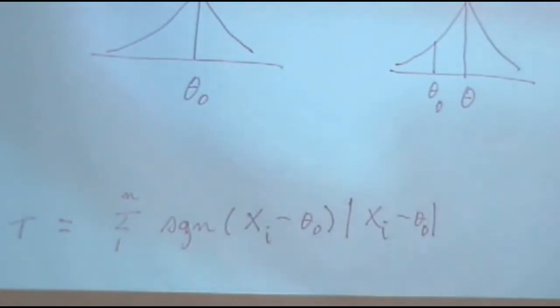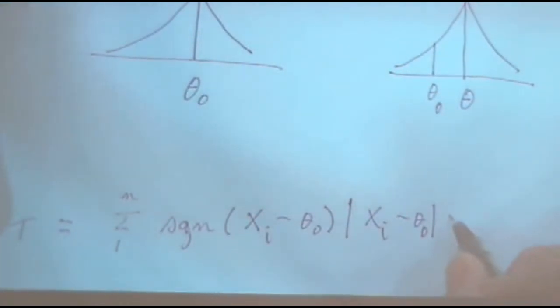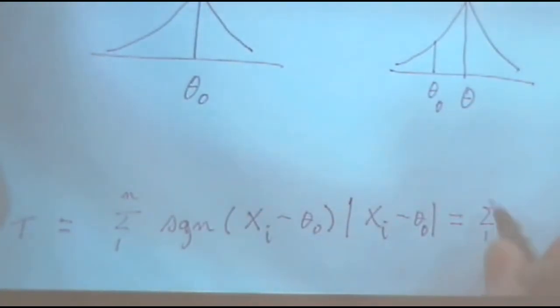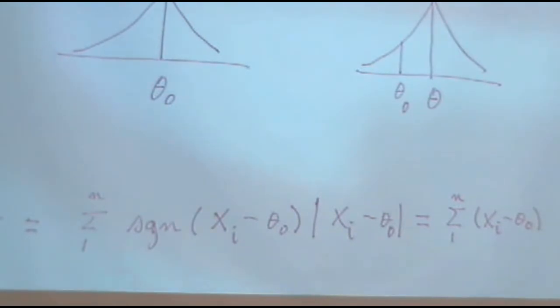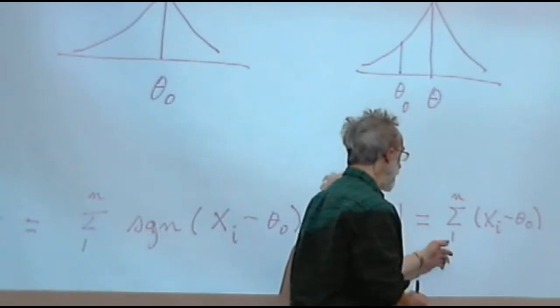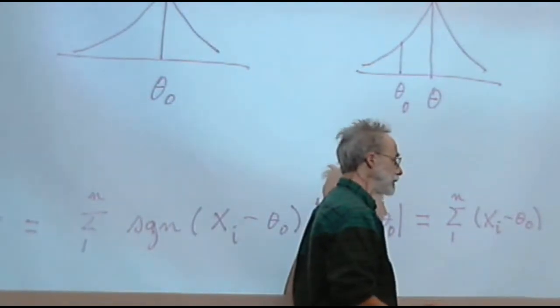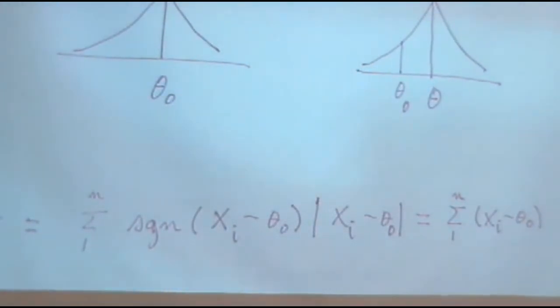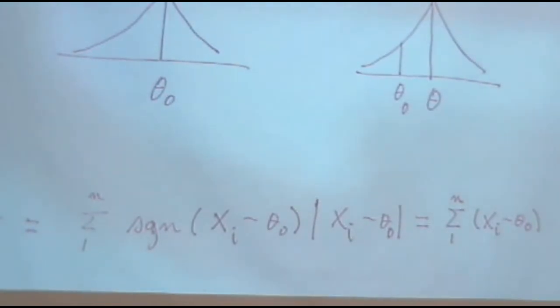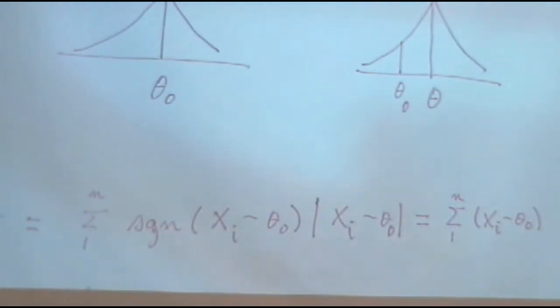So no matter how it comes out, this is your favorite statistic in your first methods class, right? That's the t-test, right? If I divide this by n, it will be x bar minus theta naught. Okay?